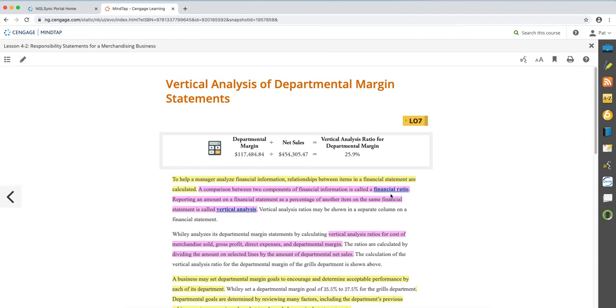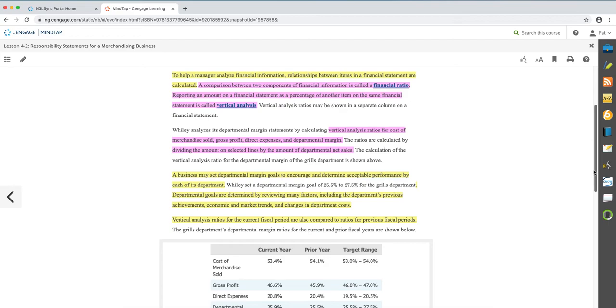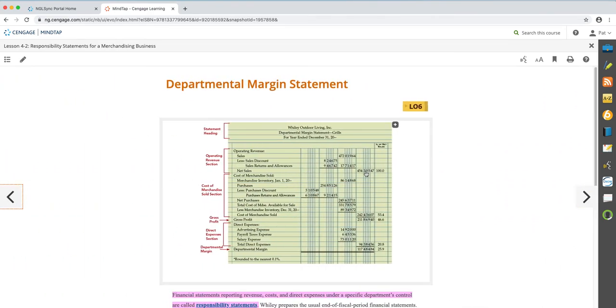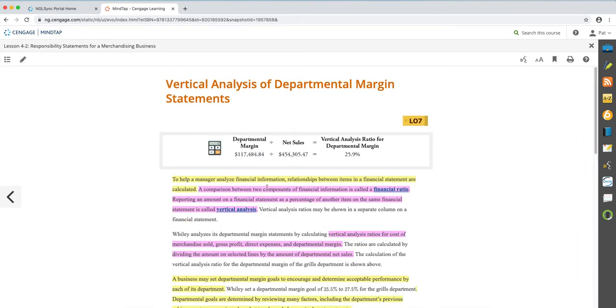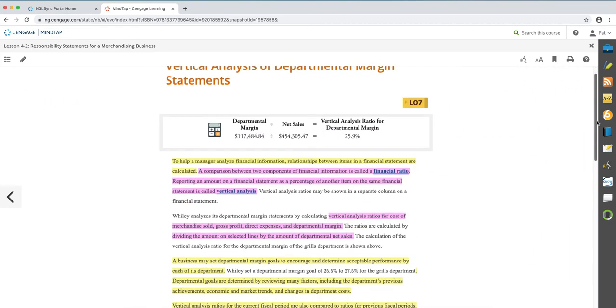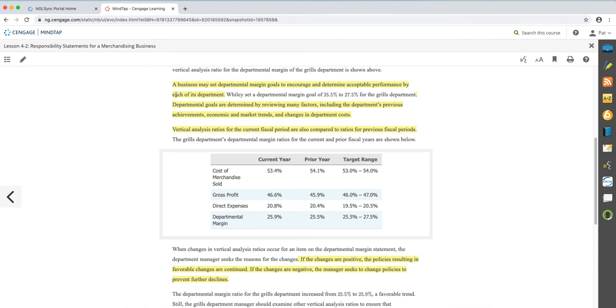A comparison between components, financial statements. Two of them are financial ratios. Reporting this as a percentage on the same financial statements is vertical analysis. Later on, it talks about it being the component ratios that we did last time. Vertical analysis ratios for cost of merchandise sold, gross profit, direct expenses, and departmental margin. So you see that. Net sales, cost of merchandise sold, gross profit, total direct expenses, and departmental margin. We divide those numbers. So that's what they're telling you we're using. There'll be spaces for us to fill them out. You won't have to have that memorized.